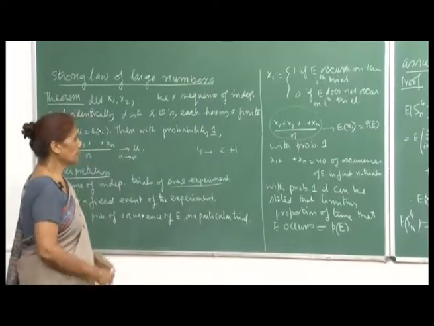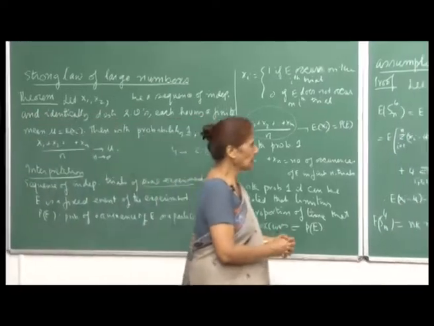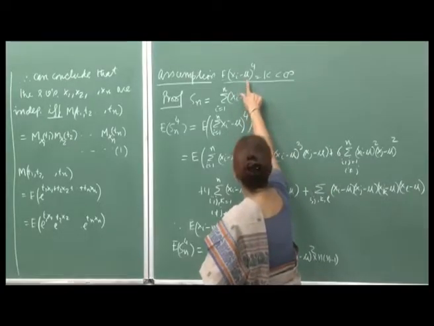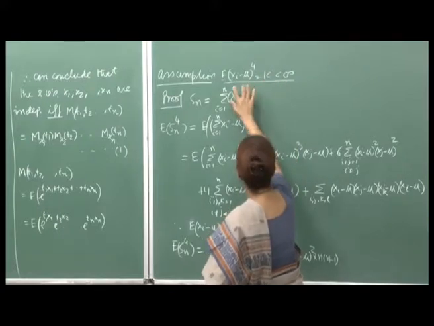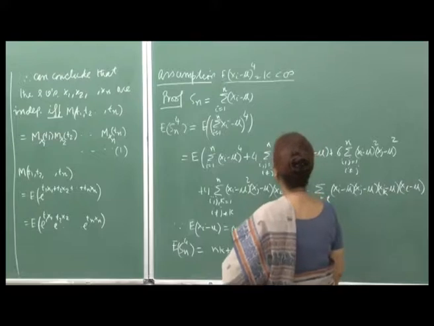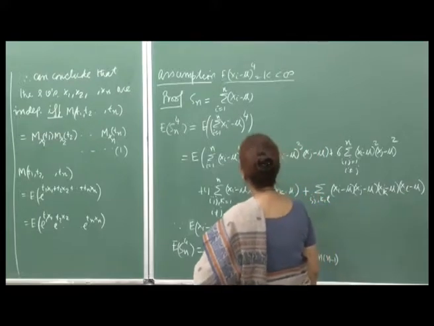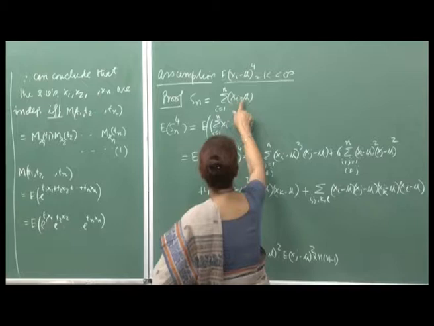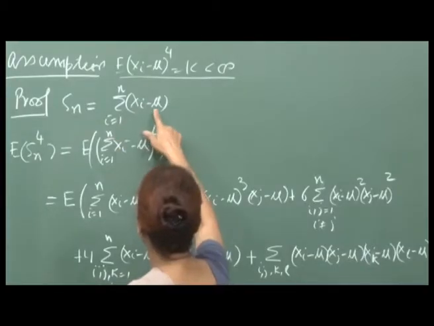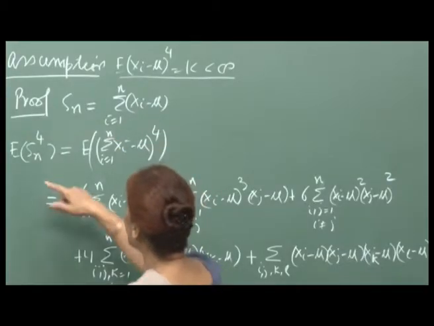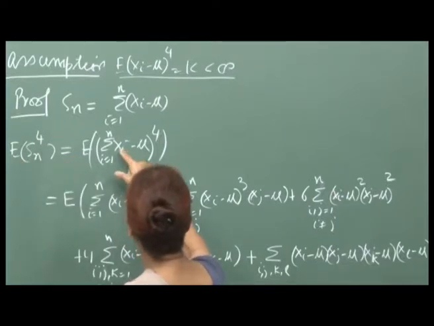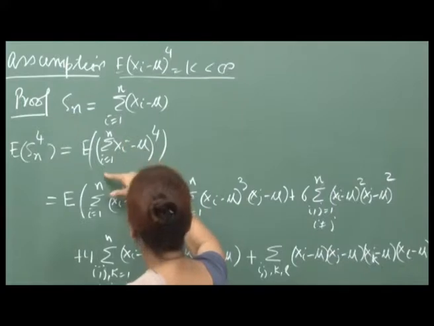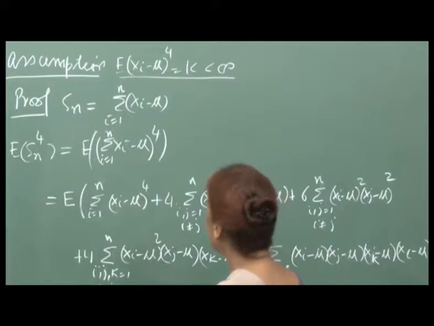Now, let us prove the result. We have assumed that the expectation of (X_i minus mu) raised to 4 is equal to k, which is less than infinity. So, we are assuming that the fourth moment about the mean is finite, and then we show that. Let us define S_n as the sum over i from 1 to n of (X_i minus mu). Then we want to compute the expectation of S_n to the power 4, that is, the expectation of the whole sum of (X_i minus mu), i from 1 to n, raised to 4.